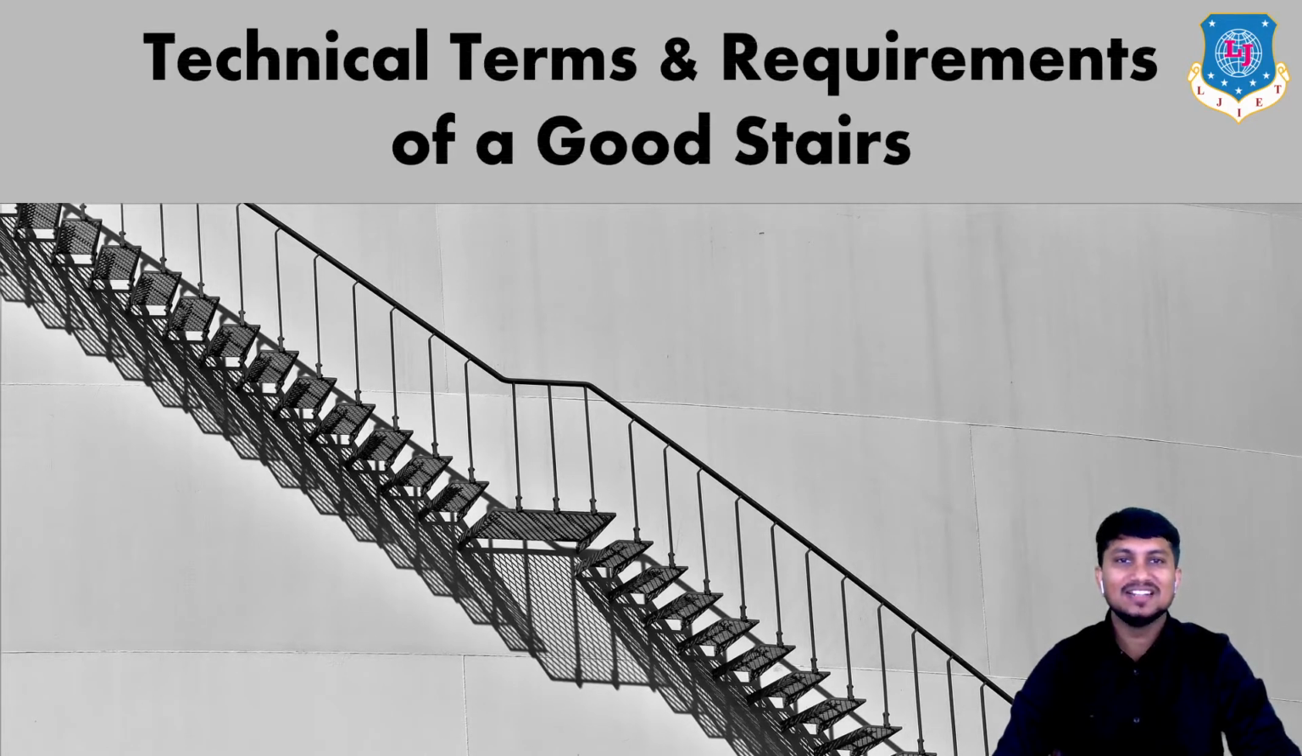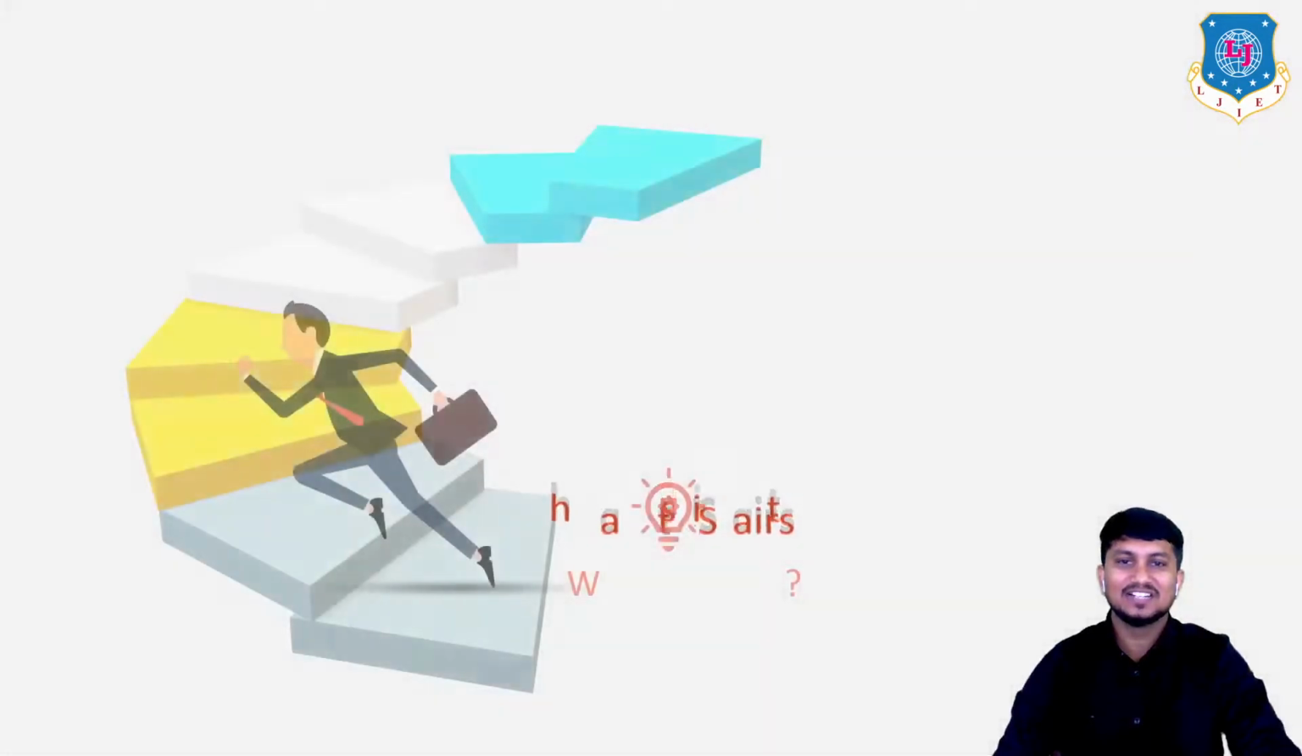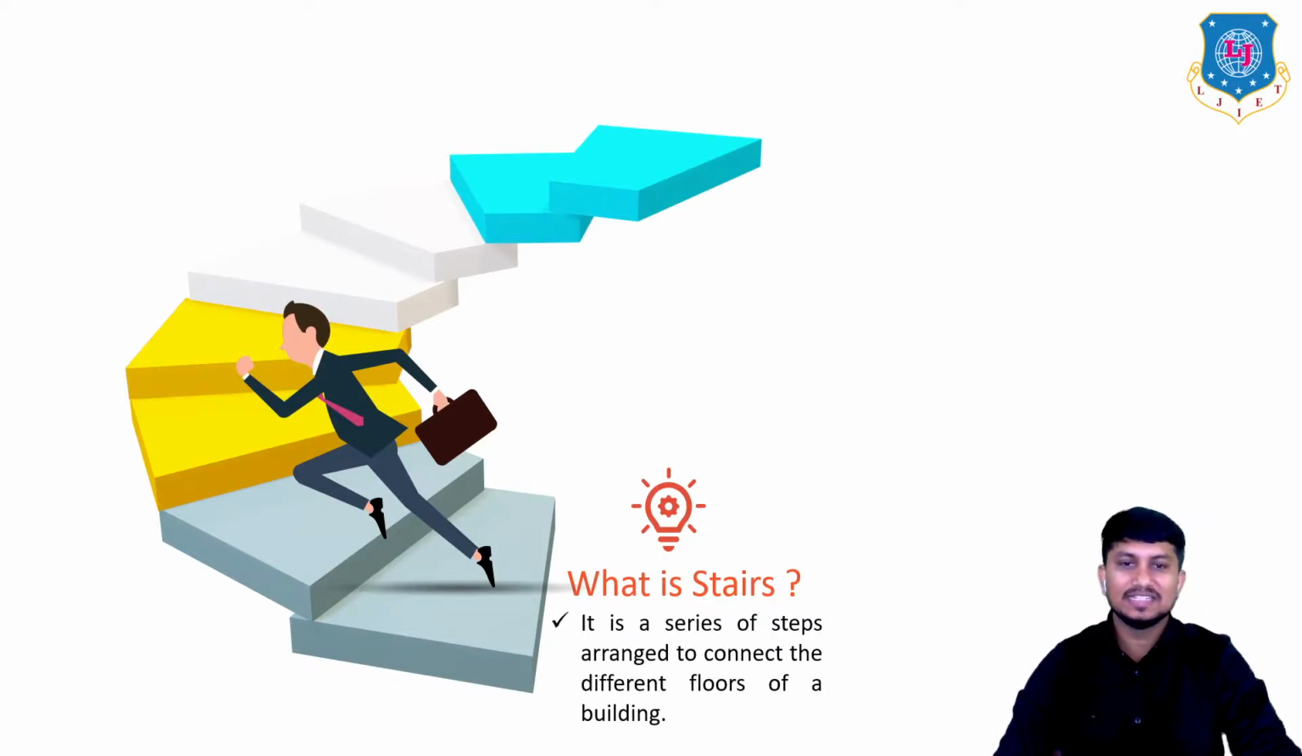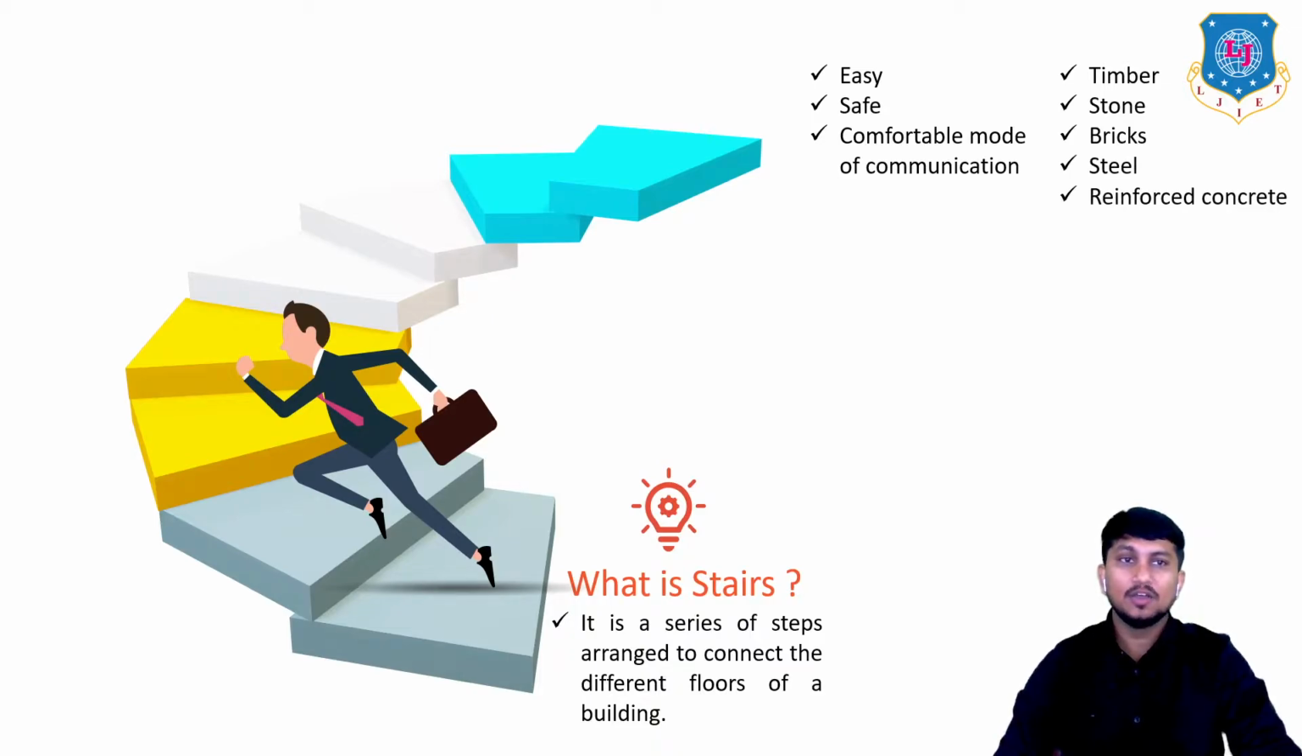Today's topic is about technical terms and requirements of good stairs. So let's start with what is a stair? A stair is a series of steps arranged to connect different floors of the building. It is an easy, safe and comfortable mode of communication and it is made of timber, stone, brick, steel and RCC.